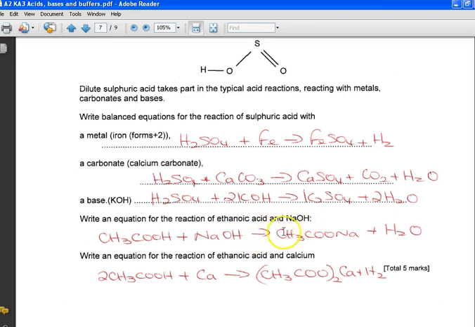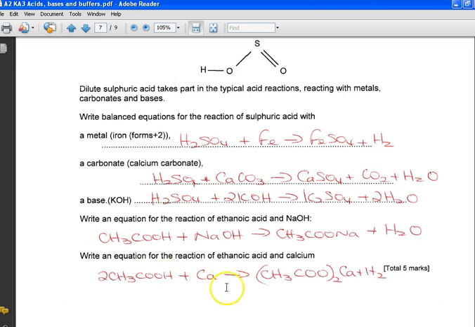Ethanoic acid and sodium hydroxide is exactly the same as any other acid and base. You get your salt plus water. For some reason, some of you seem to be confused. Just because it's an organic acid, it's still the same. If this was HCl, you wouldn't think anything of writing NaCl, i.e. the metal ion plus the conjugate base. Well, here's your conjugate base and here's your metal ion, that's all.